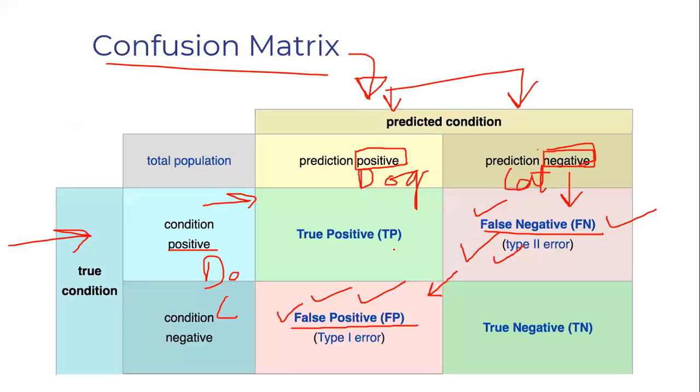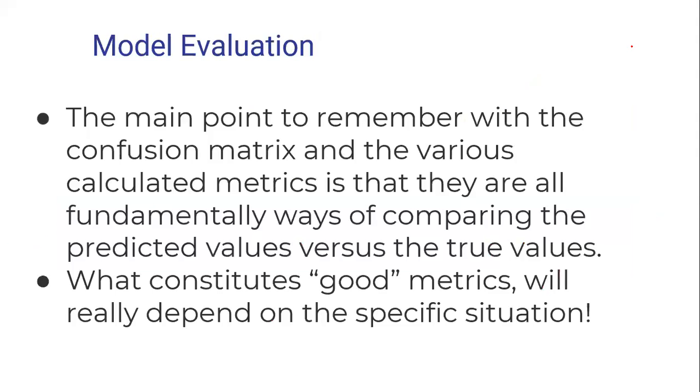So just keep in mind this confusion matrix. It will be asked in all of your machine learning interviews. What is this? What do you mean by confusion matrix? How do you evaluate a classification problem?